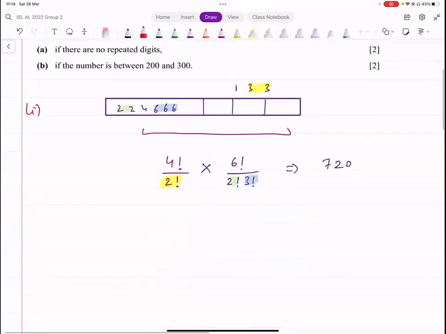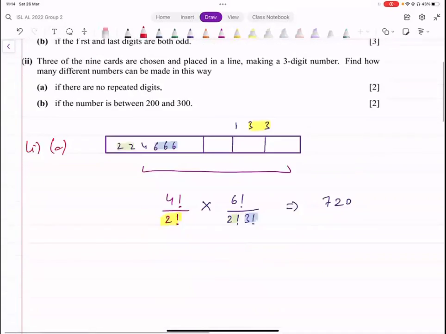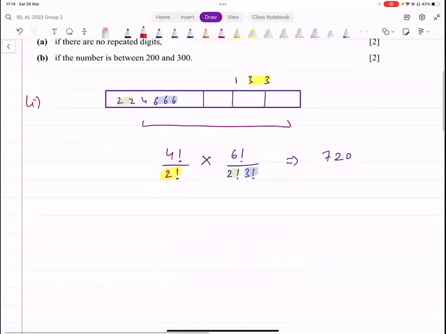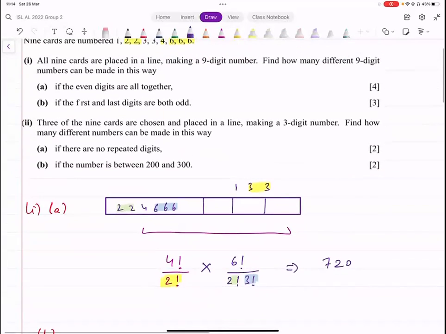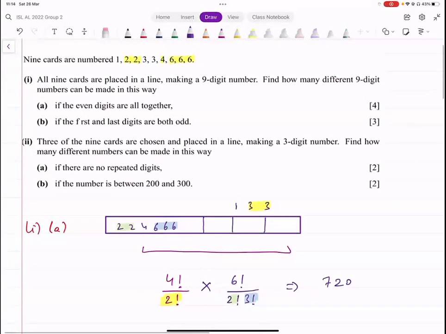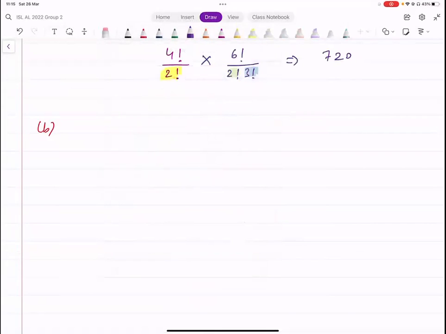Okay, let's look at the next one. So this was 1A. Now the second part says, if the first and last digits are both odd, okay, first और last दोनों odd होने चाहिए. How many odd numbers do we have? We've got 3 odd numbers, right? 1, 3, 3. How many letters do we have in total? We've got 9 letters in total. So again, we've got 9 spaces in total. Total तो 9 spaces ही हैं हमारे पास उसी तरह से.